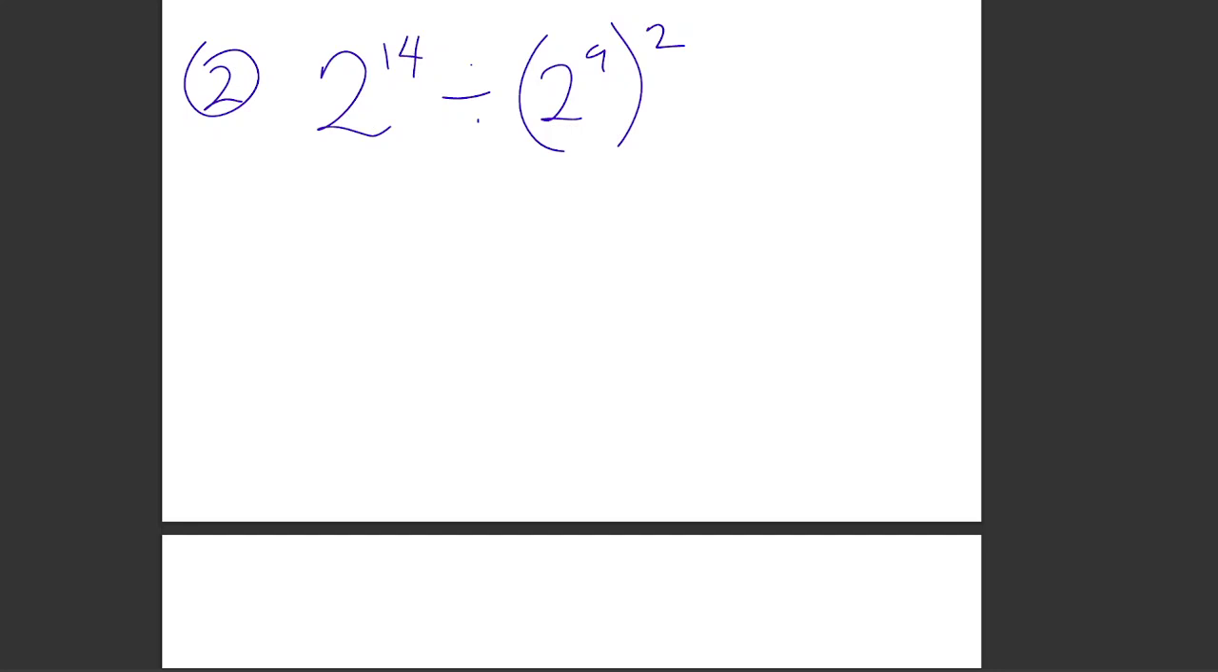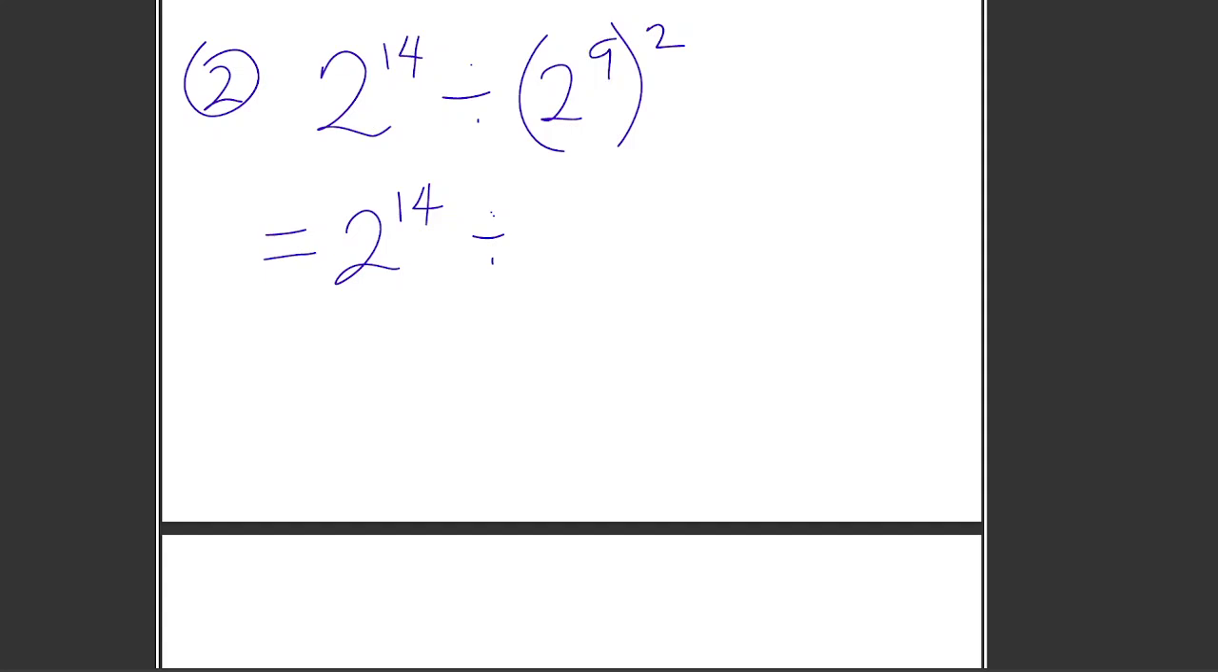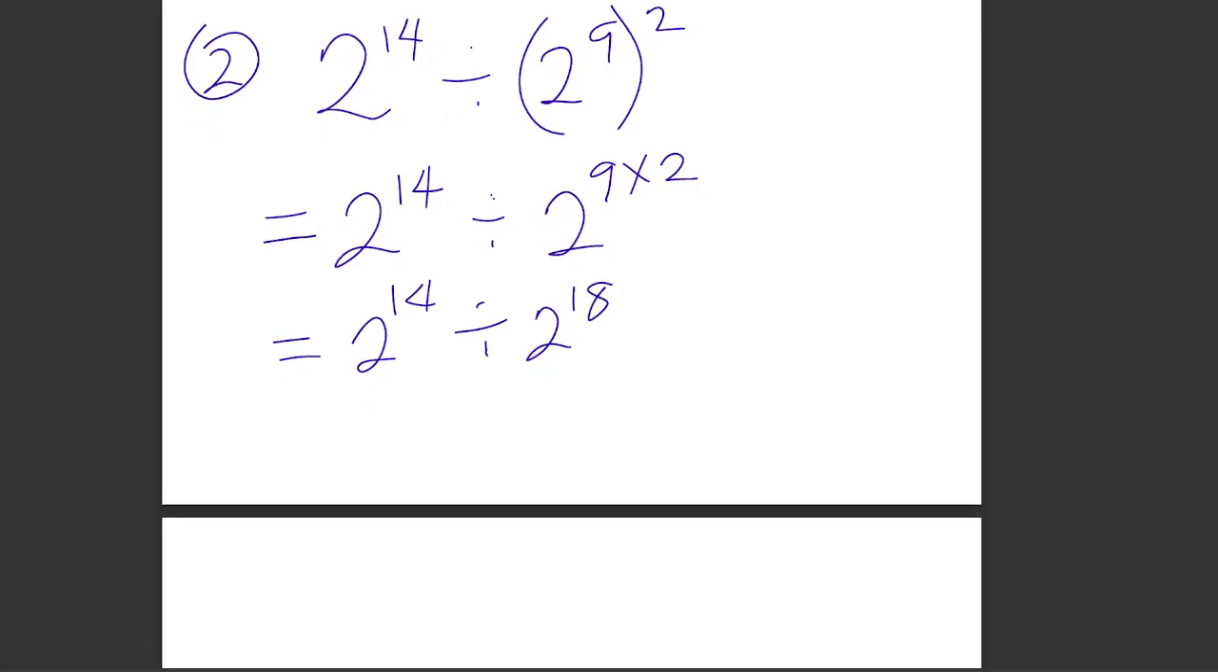So the first thing is to remove the brackets. That is 2 raised to power 14 divided by, then a power raised to another power, you're going to multiply the powers. So that means we're going to say 9 times 2. Am I with you? Yes, Uncle. So that will be 2 raised to power 9 times 2, that gives 18. That will be 2 raised to power 14 divided by 2 raised to power 18. Right? Good. Yes, Uncle.